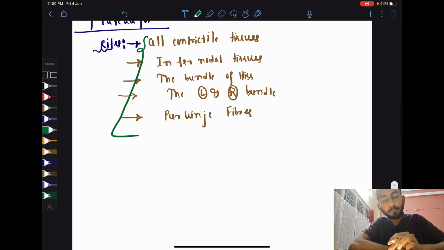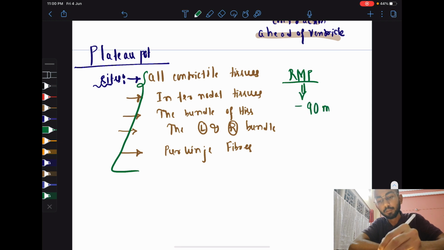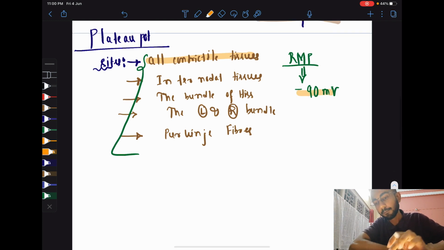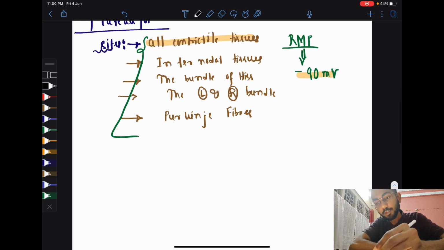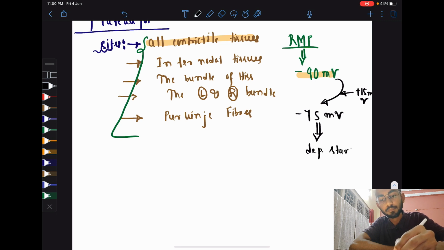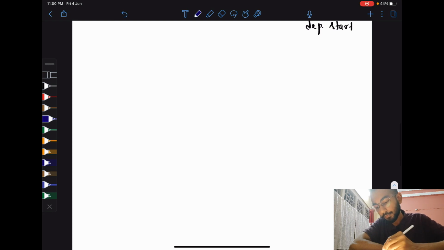Now what is the resting membrane potential of these cells undergoing the plateau potential? The resting membrane potential for them is minus 90 millivolt. This is mostly for this contractile tissue. The resting membrane potential for this contractile tissue is how much? Minus 90 millivolt. Alright. Now whenever this contractile tissue receives a threshold of plus 15 millivolt, right, then this will change the potential to minus 75 millivolt, and this is when the actual depolarization will start. Simple.